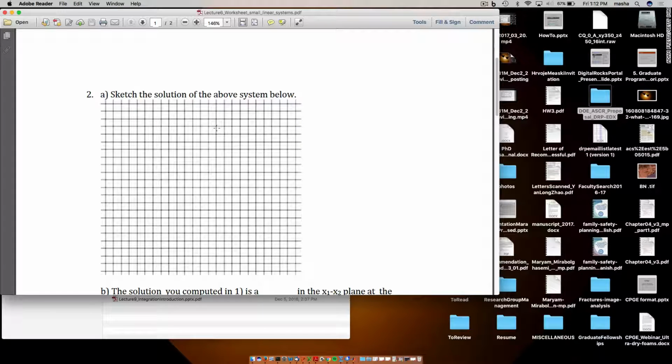So is there a solution? No. So here, the solution is the entire line. So there are infinitely many. And here, there's no solution. Because otherwise, 7 has to be equal to 5. And 7 is not equal to 5.